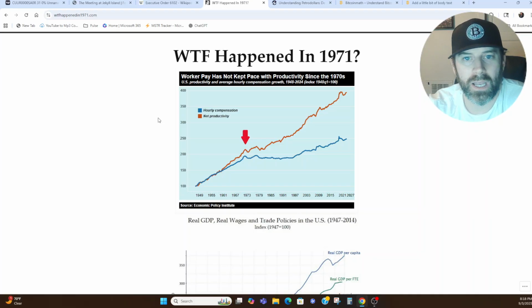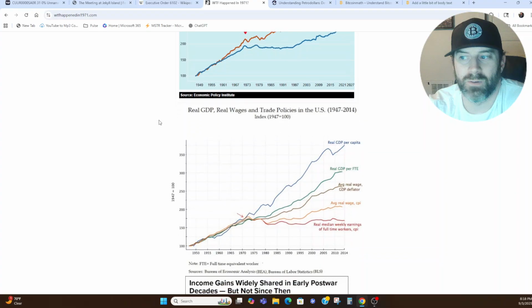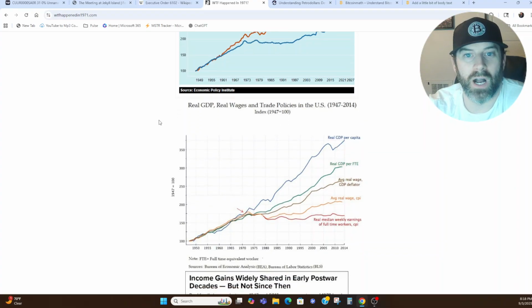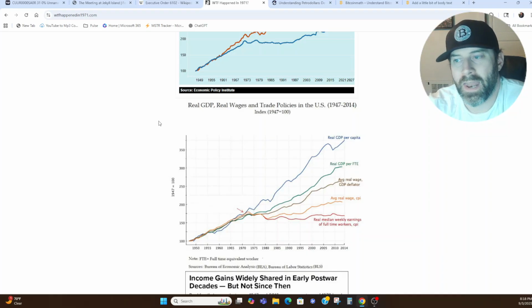There's an amazing website called WTF Happened in 1971 that points out a lot of charts. And you can see these trend lines and things that are just pretty wacky in terms of how different things went awry in 1971, which was the year that Nixon basically said we're no longer allowing the conversion of gold into dollars or dollars into gold, and that's no longer going to be a thing. And after that point, well, they didn't have to back the dollars with gold anymore. They could just print dollars however they saw fit, and that's exactly what they did.